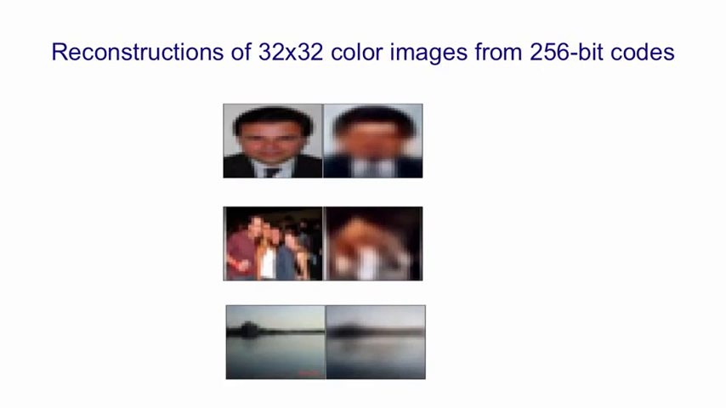Here's an outdoor scene, and you can see that the reconstruction captures a lot of information about it. It captures the water and the sky, and the fact that there's a thin strip of land. So let's look at the quality of retrieval we can do with an autoencoder that gives those kinds of reconstructions.